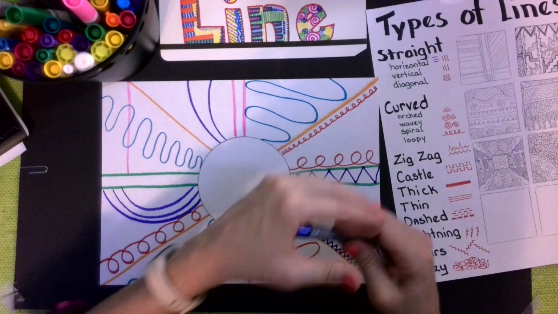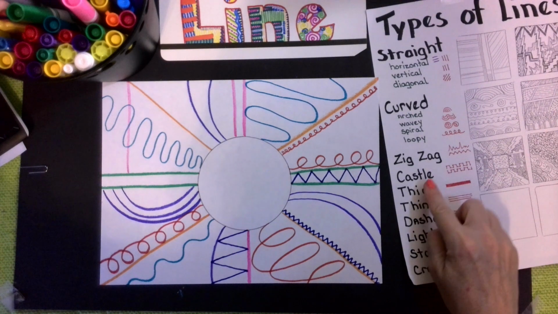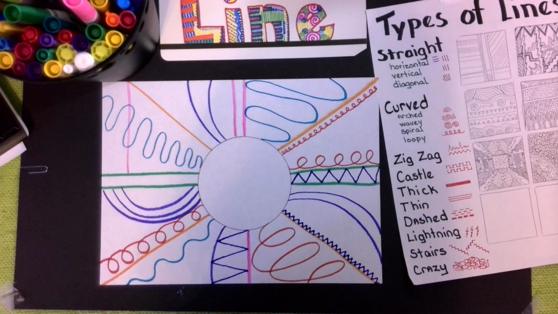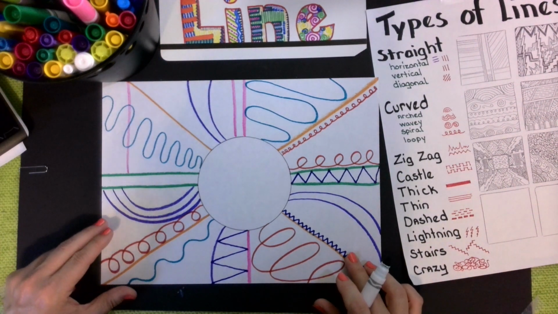Snap that cap, change colors. Castle is a tough one. Castle. Let me find a nice spot for that one.